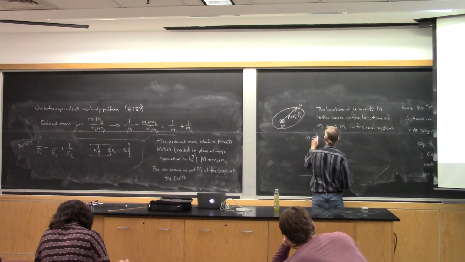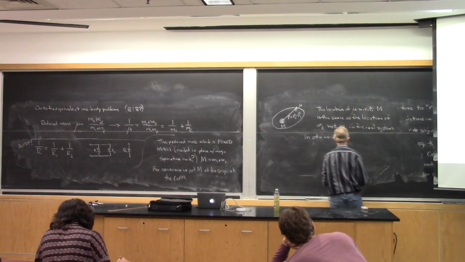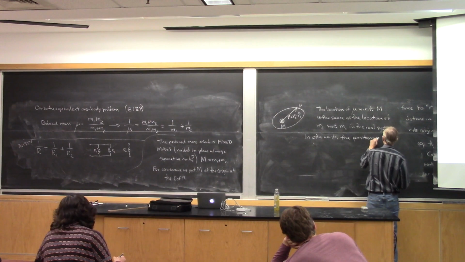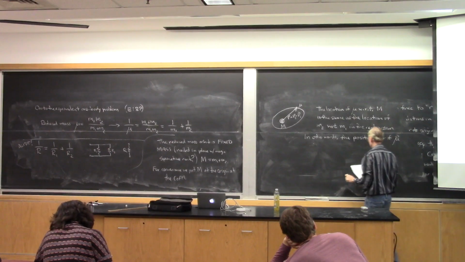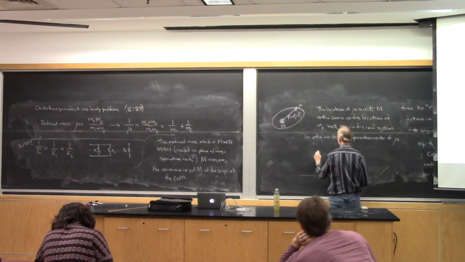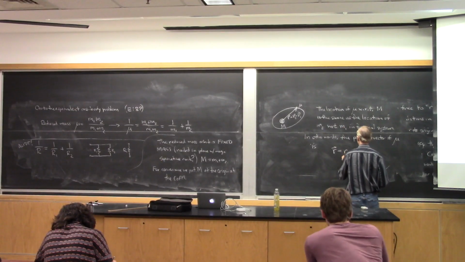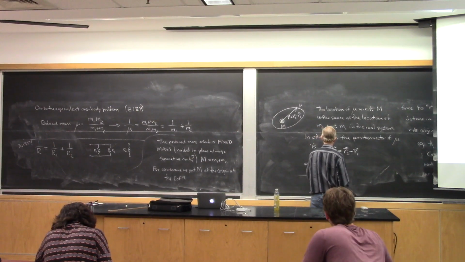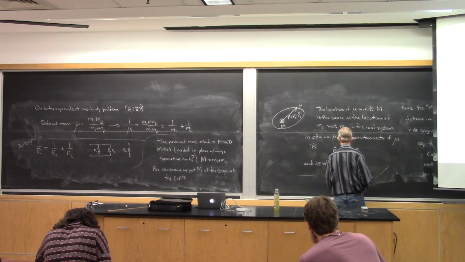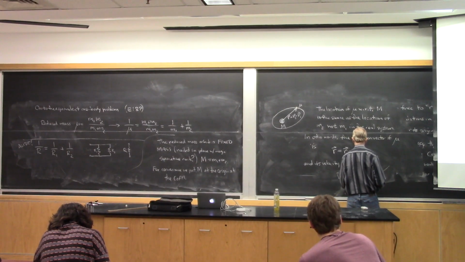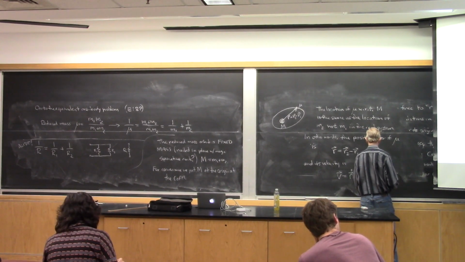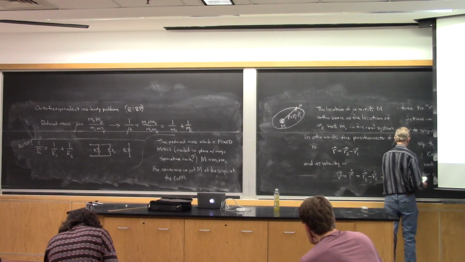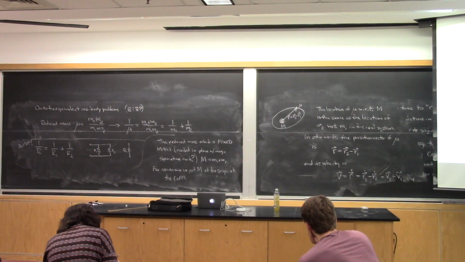Or in other words, the position vector of mu is R equals R2 minus R1, and mu's velocity is V equals R dot equals R2 dot minus R1 dot equals V2 minus V1, which is the velocity of M2 relative to M1.